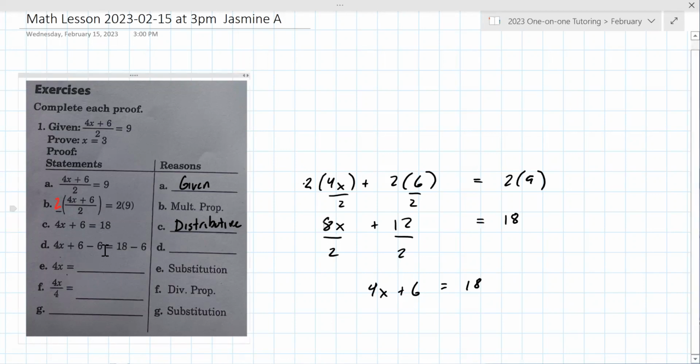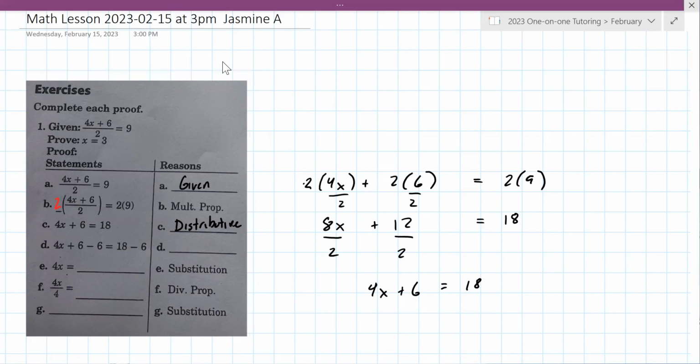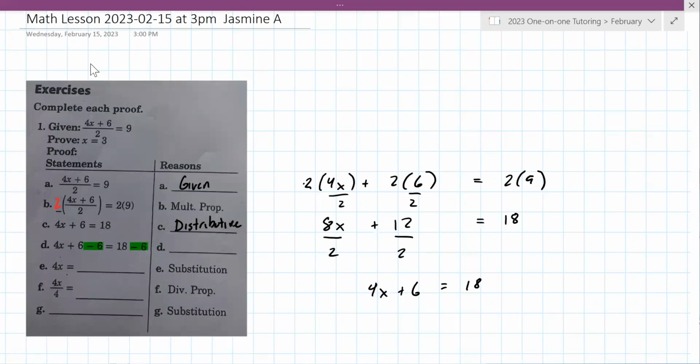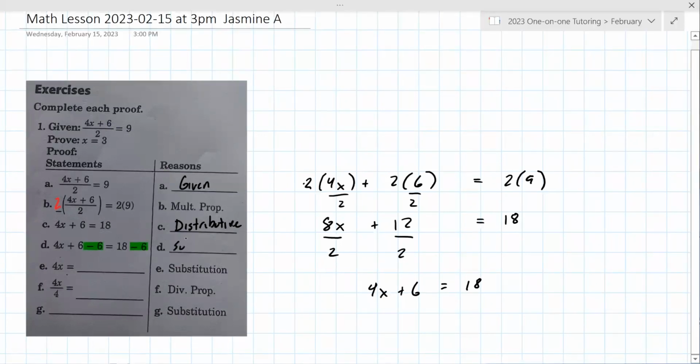All right, so now from here, from C to D, what's the difference between the two lines? What do you notice is there or isn't there from one line to the next? It's subtracting 6. And you just said what the answer is for the reason. It's the subtraction property of equality.